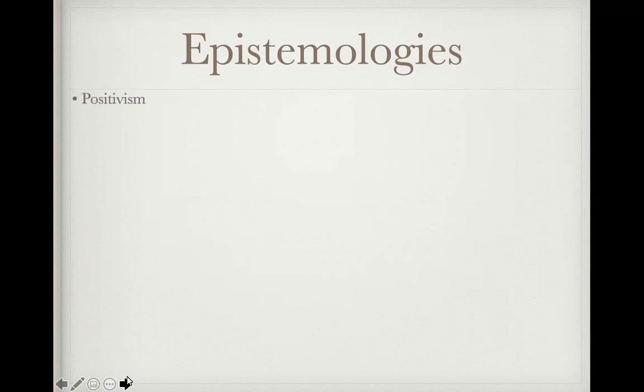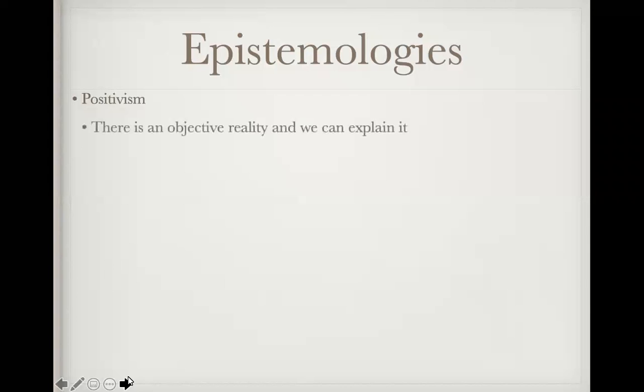And one of the most popular schools of thought, one of the most popular epistemologies, is what's called positivism. And positivism asserts that there is an objective reality and we can explain it, right? There is an objective reality that exists and we are capable of studying it, of observing it, and explaining it. Probably the best explanation of positivism I ever heard was from one of my mentors in graduate school, who said that positivism is a brick wall.